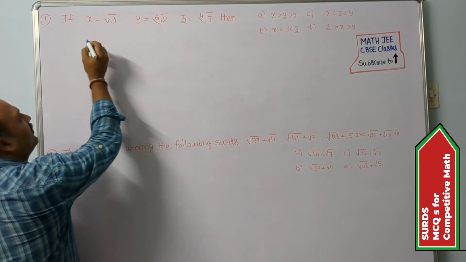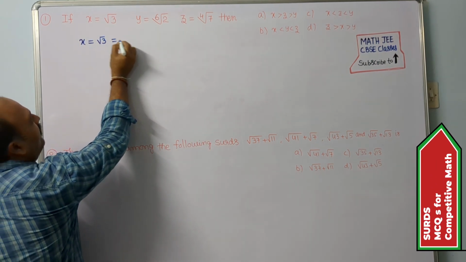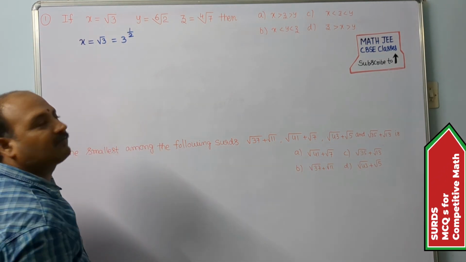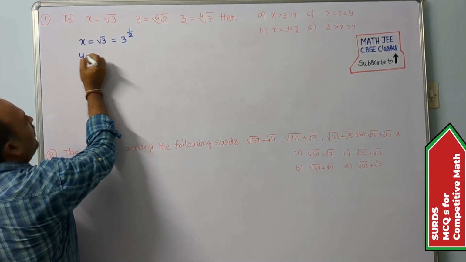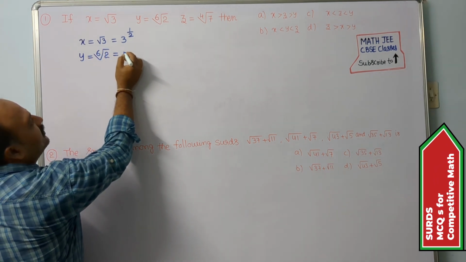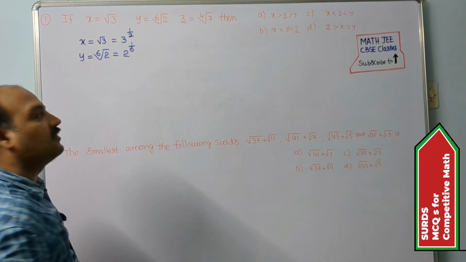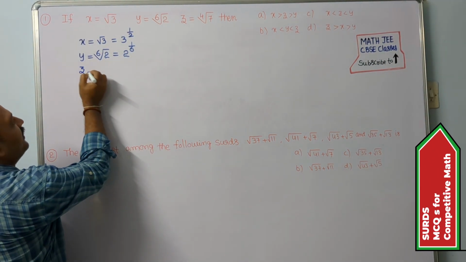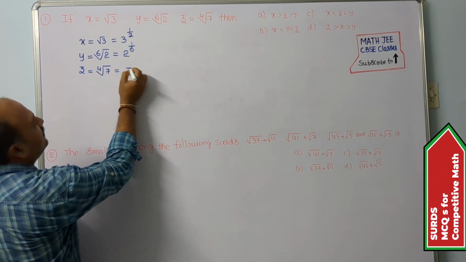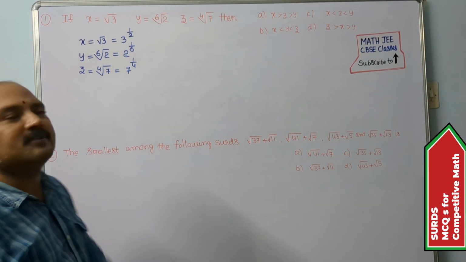See here, first x is equal to root 3. Root 3 we can write as 3 power 1 by 2. Here 2 is called the order of the surd. Next, y equals 6th root of 2. We can write it as 2 power 1 by 6. Here 6 is the order of the surd. Similarly, z is equal to 4th root of 7. We can write it as 7 power 1 by 4. 4 is the order of the surd.